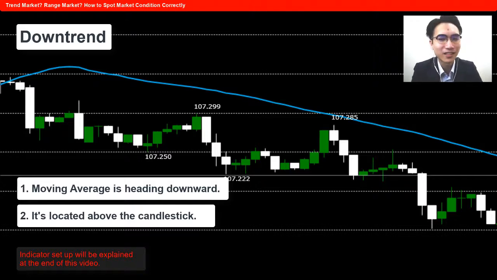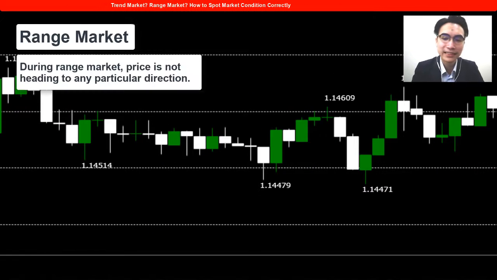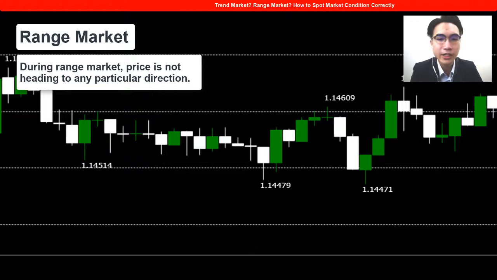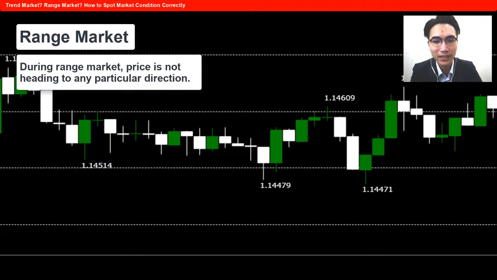So yep, that's pretty simple. Well, for a trend market it's pretty easy to tell, but the tricky one is a range market. So let's take a look at this chart here. This is a chart for a range market. The definition of a range market is that the price is not heading towards a particular direction.